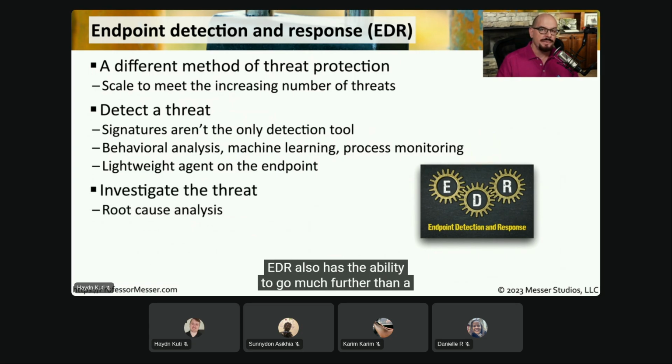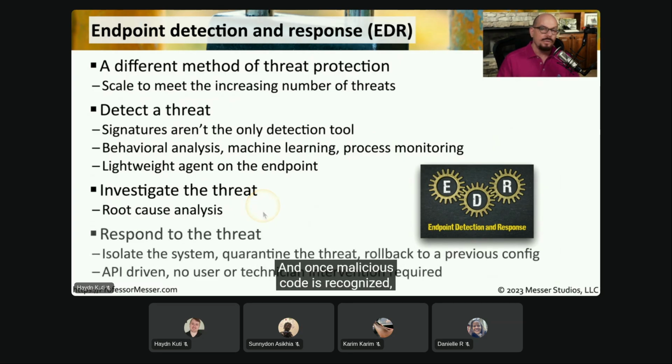EDR also has the ability to go much further than a traditional antivirus or anti-malware application. For example, the EDR itself can perform root cause analysis on the threats that it's seeing. Once EDR recognizes something that could be malicious, it begins performing additional studies on what that particular process might be. And after doing some research, it can make a decision on whether that is something that is malicious or something that should be allowed. And once malicious code is recognized, the EDR itself can immediately take action.